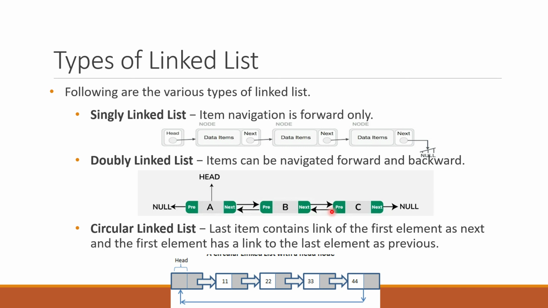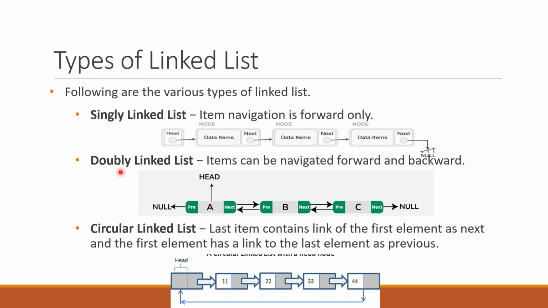Here we discuss the types of a linked list. Linked lists have various types. First of all is a singly linked list. Singly linked list means item navigation is forward only. It means the first node has a reference to the next connected node. It does not have any connection with the previous node.